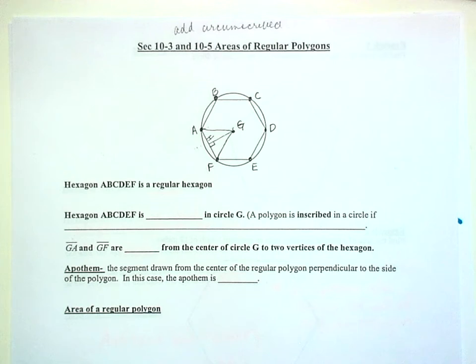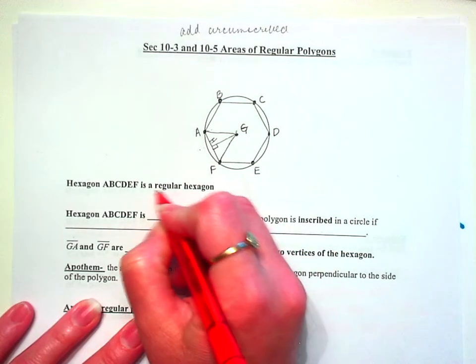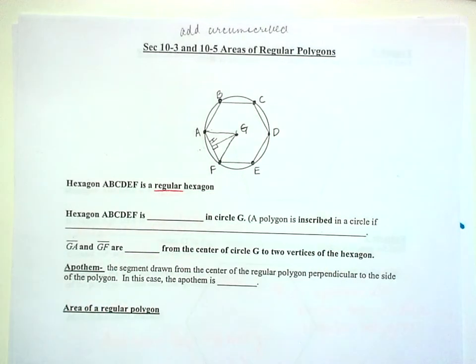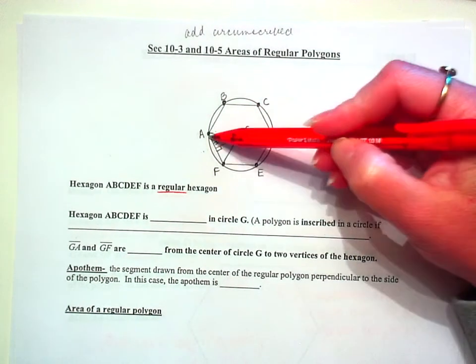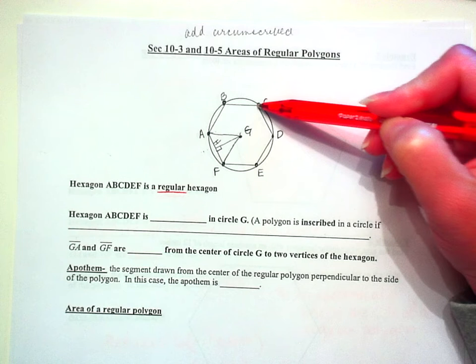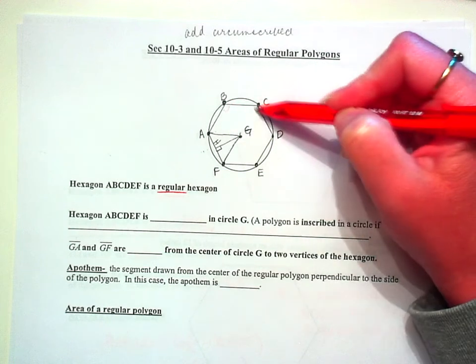So in this picture we have hexagon ABCDEF, and it is a regular hexagon. When we say regular, we mean all of the sides are the same length, and all of these angles would have the same measure.